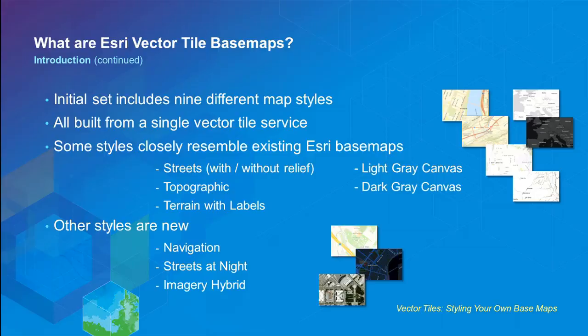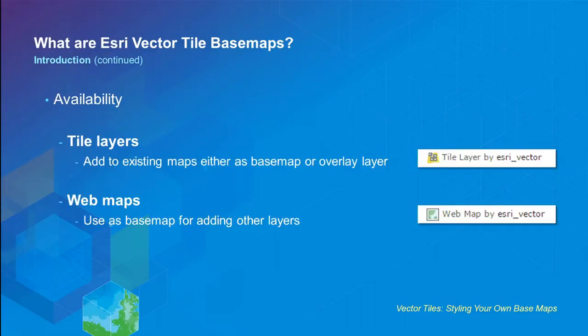We also have 2 or 3 new styles: a navigation style, a streets at night, and an imagery hybrid, which is essentially the boundaries and places in addition to the transportation. They come as tile layers you can add to an existing map or use as the base map, and also web maps. Some of the maps that we've put together, like topographic, have a raster hillshade as well as the vector overlay combined to form the base map in the web map.